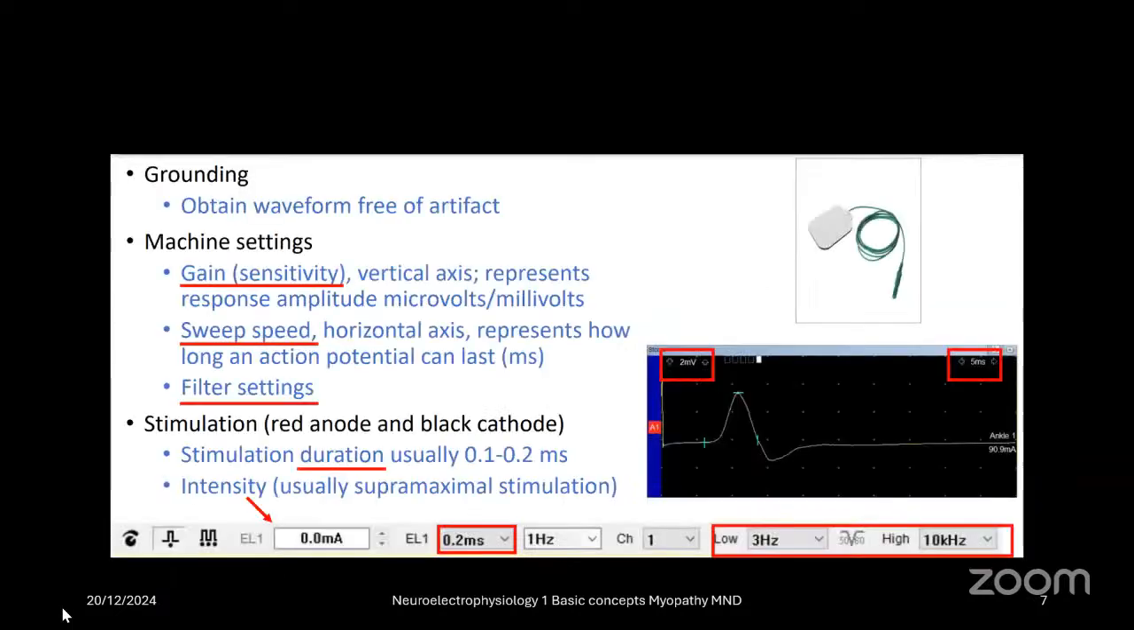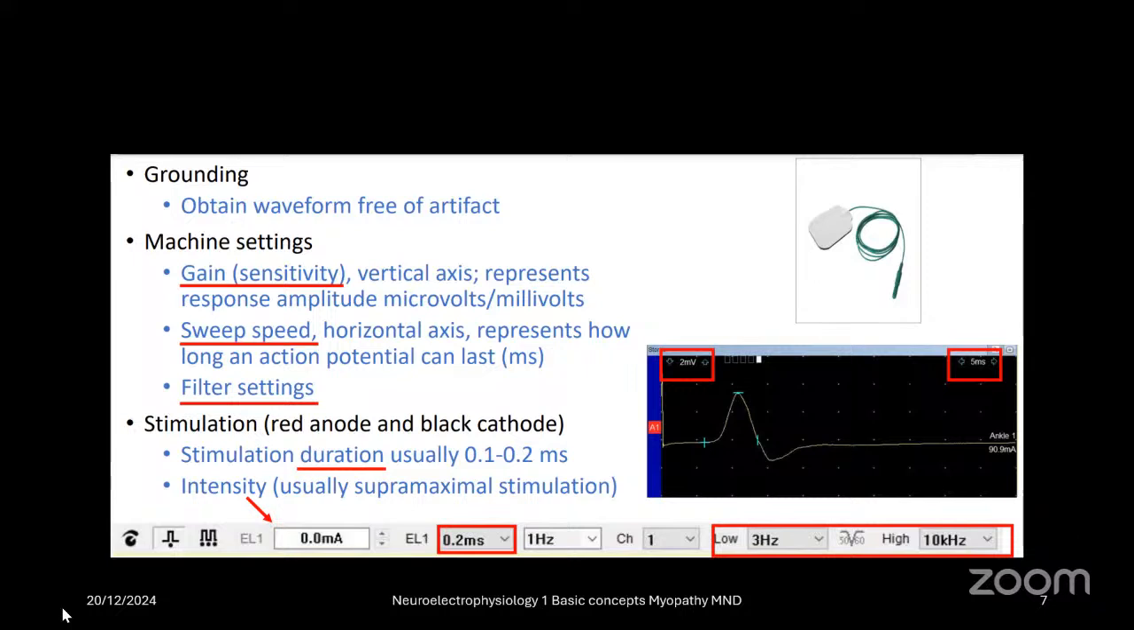To obtain a waveform free of artifacts, you require grounding. So ensure your grounding. If you look at the machine settings, there are three important things: gain, sweep speed, and filter settings, which are documented down below. Gain is sensitivity, the vertical axis. It represents response amplitude in microvolts or millivolts. The gain can be increased or decreased by increasing the sensitivity or otherwise. And the sweep speed is the horizontal axis. It represents how long an action potential can last. That is the sweep speed.